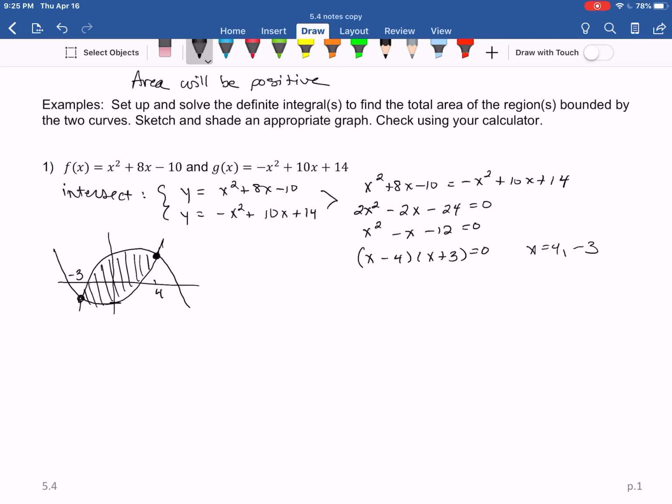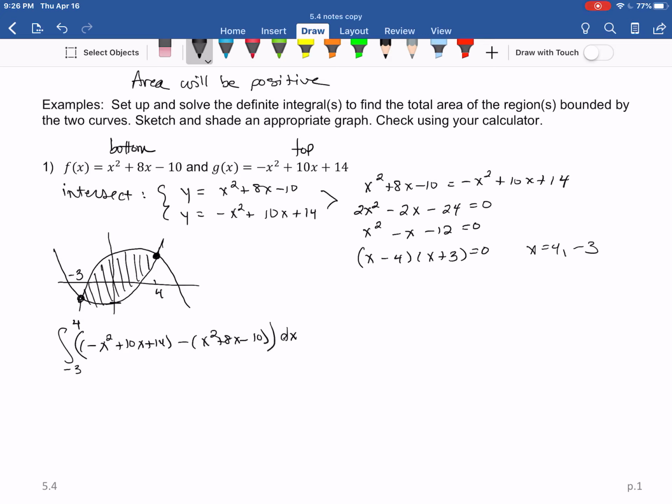If you set up the definite integral now, the integral will go from x equals negative 3 to x equals 4. Want to make sure we use our x coordinates of those points of intersection. The top function now is the g function, and that makes f the bottom function. And when you set up your integral, you want to take the top function minus the bottom function. This is all integrated with respect to x, so dx at the end of that.